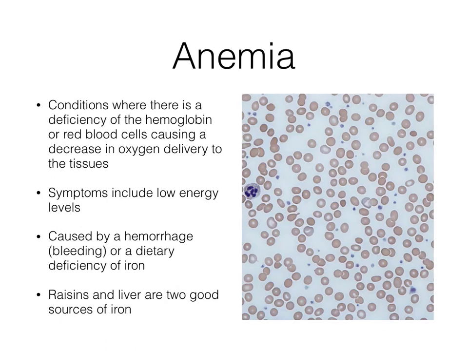Anemia. This is a condition where there is a deficiency of hemoglobin or red blood cells causing a decrease in oxygen delivery to the tissue. Symptoms include low energy. It's caused by a hemorrhage, bleeding, or a dietary deficiency of iron. Raisins and liver are two good sources of iron. Remember that liver lab?